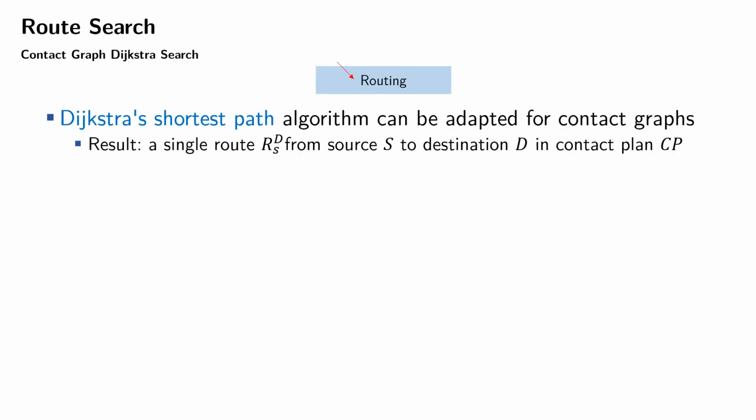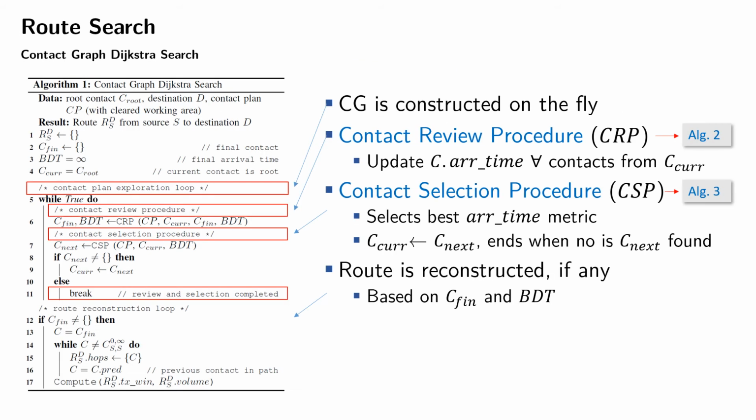So the question is, how do we compute a route using this contact graph structure? Well, this is really straightforward, and this is one of the reasons why contact graphs are so popular and are at the core of contact graph routing. And the reason is that Dijkstra's shortest path algorithm can be easily adapted to run over this contact graph. I'm not going to go into the details of the algorithms, but with a slightly modified Dijkstra implementation of the shortest path algorithm, a contact graph can be constructed on the fly for a given source and a given destination.